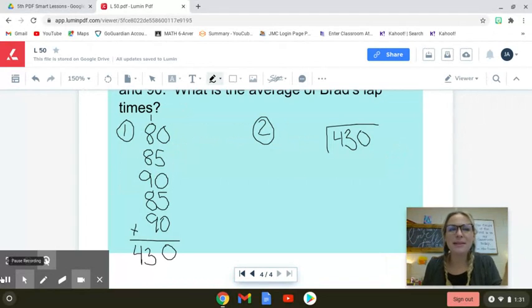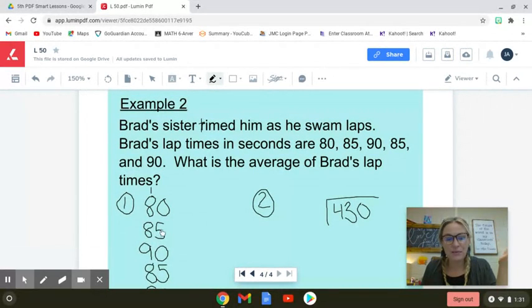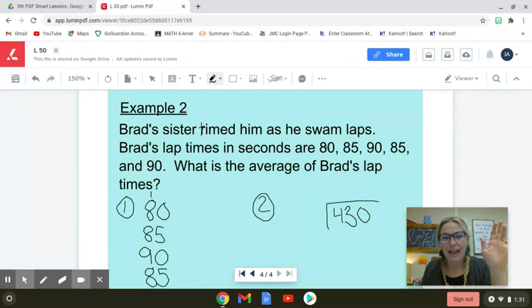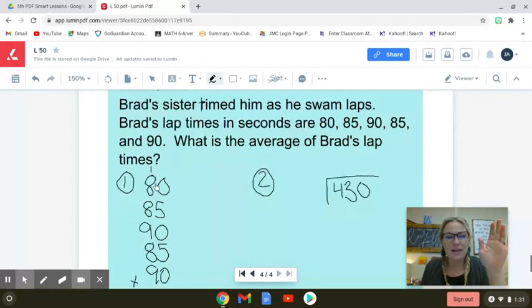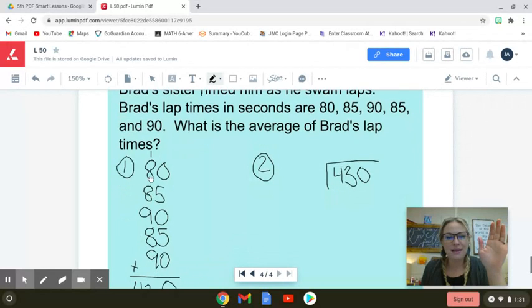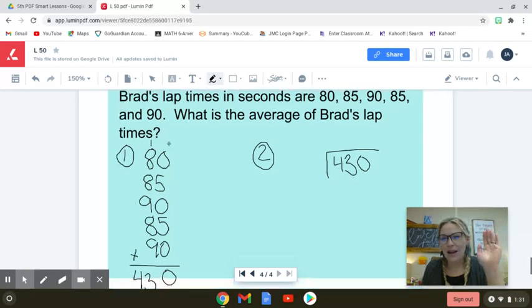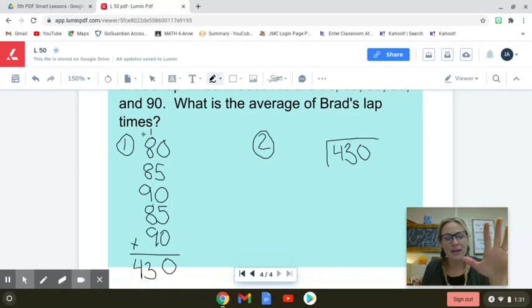Okay, so here we go. Step 1 is that we add all of our pieces of data together, or add all of our numbers together. And I've just taken this information right from the story problem. We have 80, 85, 90, 85, and 90. That's what I've stacked here vertically, and I've added them together. When I added those numbers together, I came up with a total of 430. Not done yet. We still have step 2 to go.